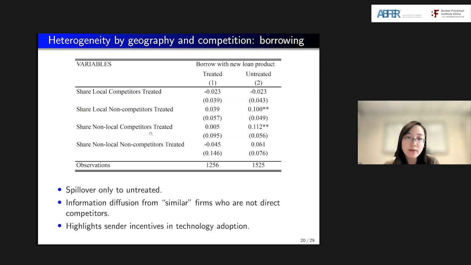But then why could they receive information from non-local competitors? This could be because they are not so directly competing with each other, but firms that are selling the same products could have access to, or care about, similar types of information. So there might be a benefit of repeated interaction, like I share information with you today, then I expect you to also share information with me. So this means information diffusion seems to come from similar firms who are not direct competitors.